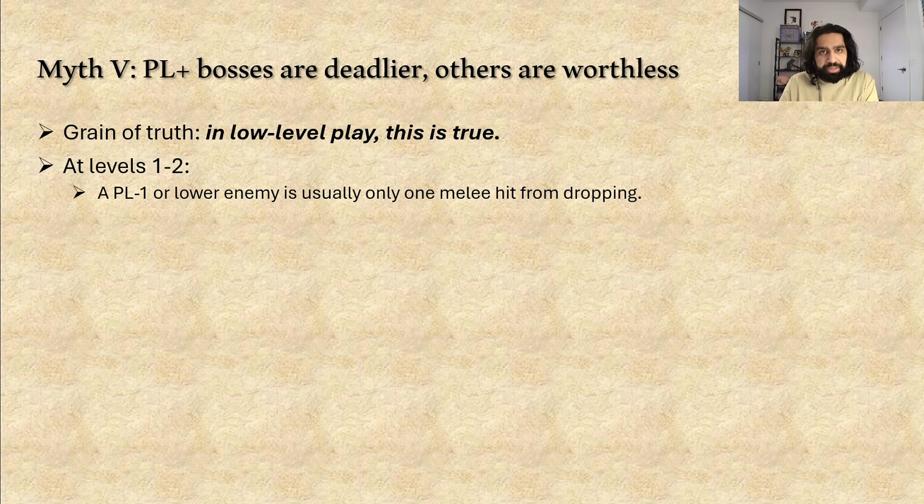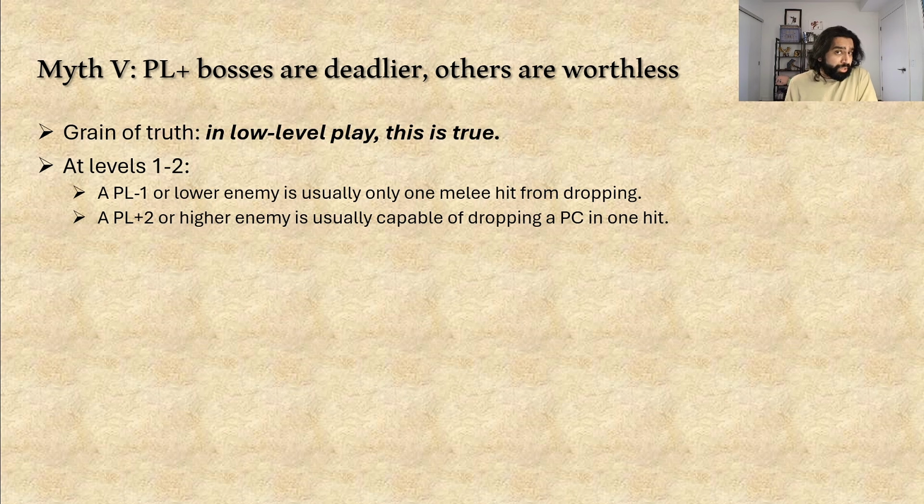They're either going to get crit right away, or they'll often die in a single hit, maximum of 2 hits. You rarely need more than 2 hits to drop a lower level enemy when you're at that low levels. And conversely, a boss that is 2 or more levels higher than you is capable of dropping you in a single crit a lot of the time, or in 1 to 3 hits. And that makes them crazy scary.